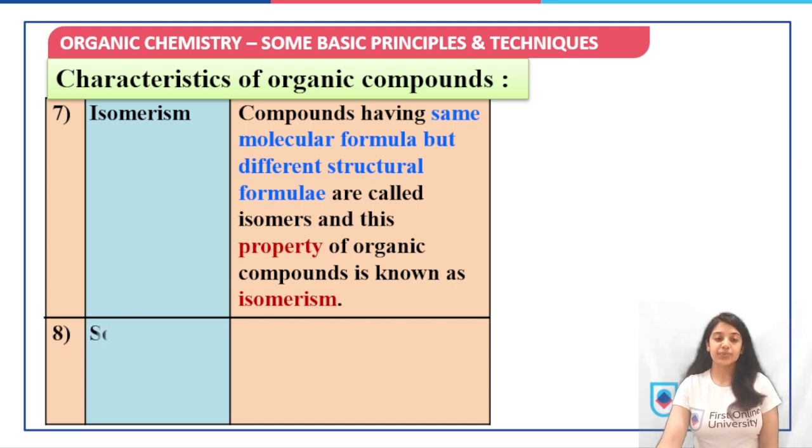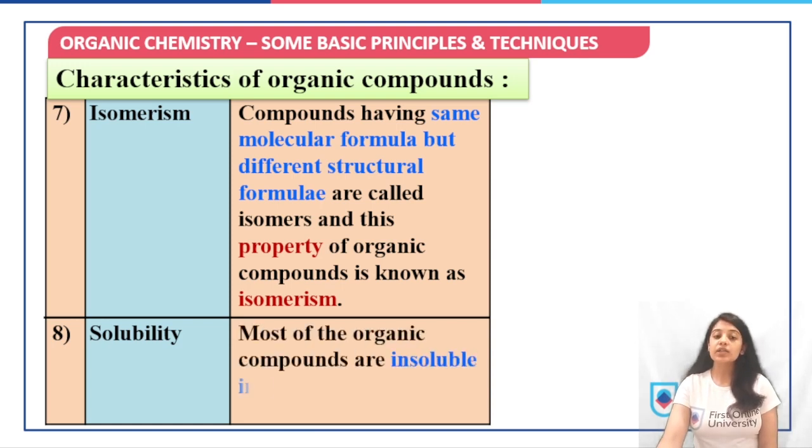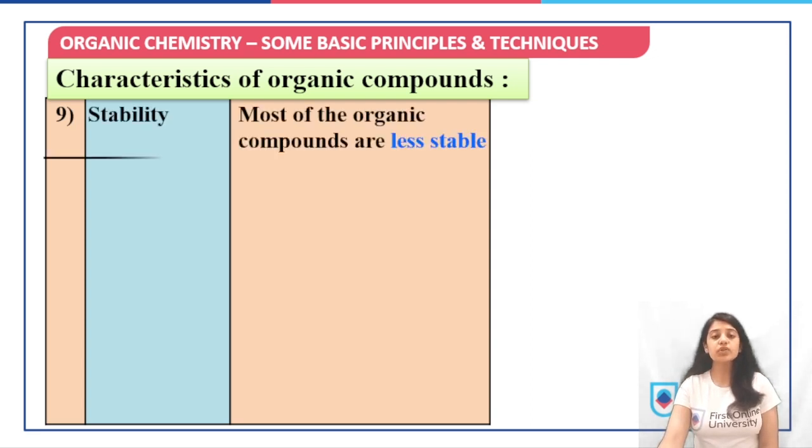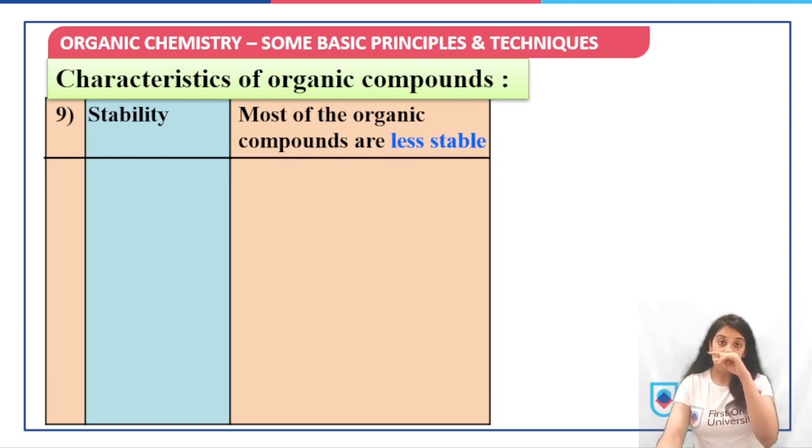The eighth characteristic is solubility. Now, since we know that like dissolves like, therefore most of the organic compounds are insoluble in water but soluble in organic solvents. Ninth characteristic is stability. Most of the organic compounds are less stable.